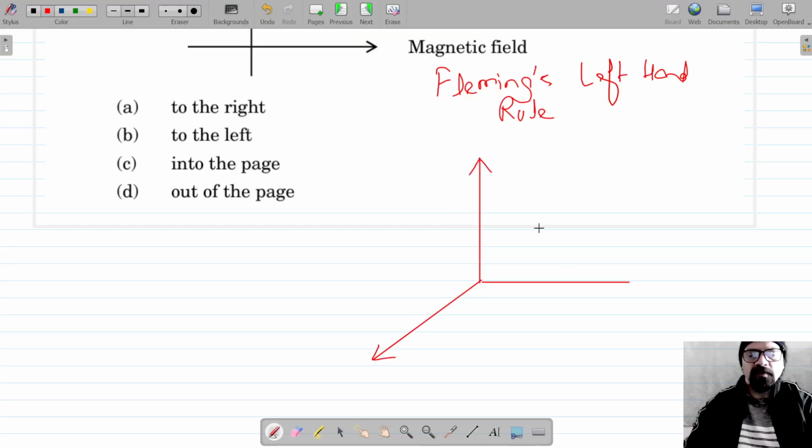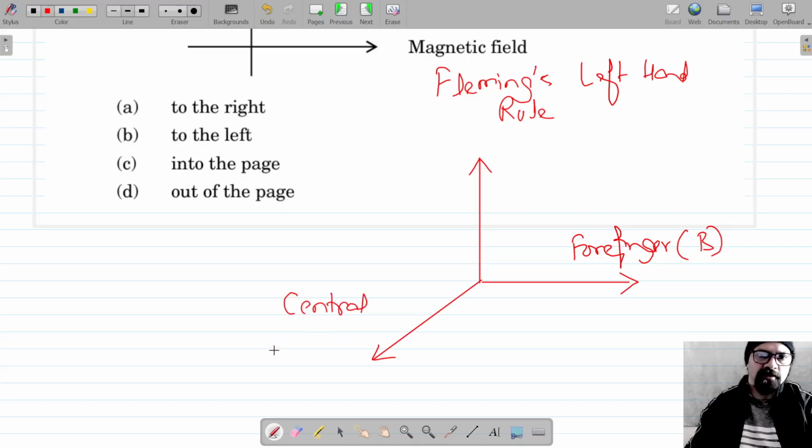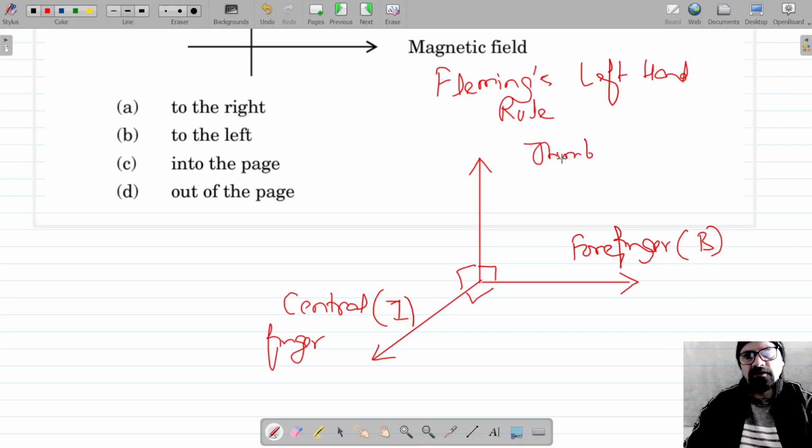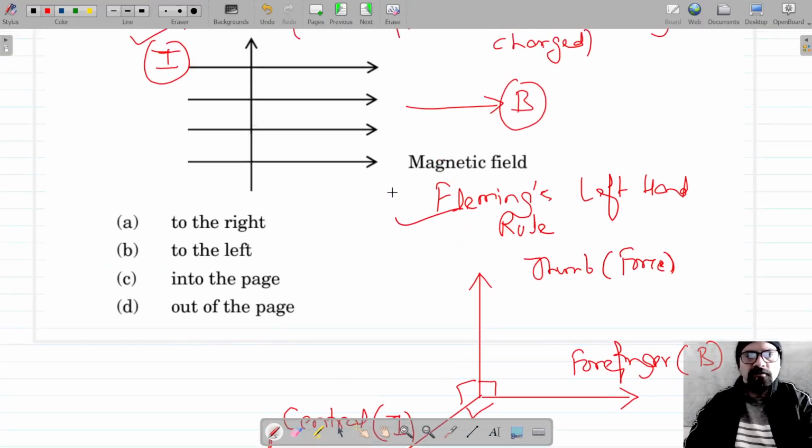the forefinger gives the direction of the magnetic field. Magnetic field is denoted by B, and the middle finger gives the direction of the current. Current is denoted by I. The direction in which your thumb points, when they are stretched mutually perpendicular to each other, will be the direction of the force on the conductor, or the motion of the conductor.